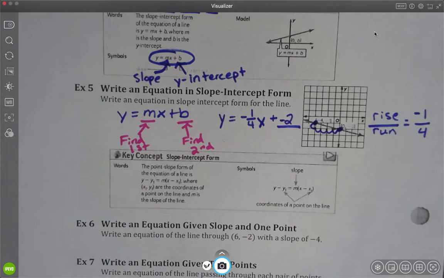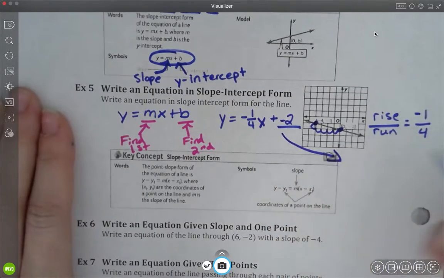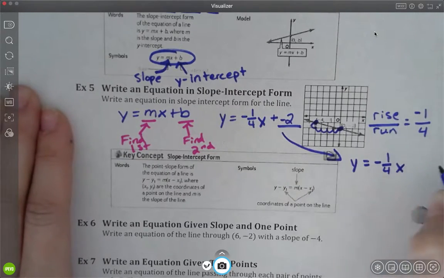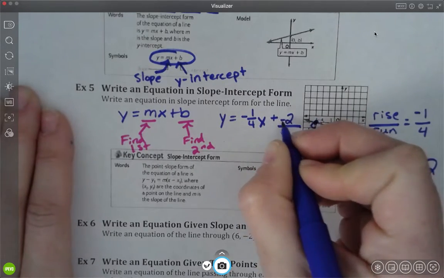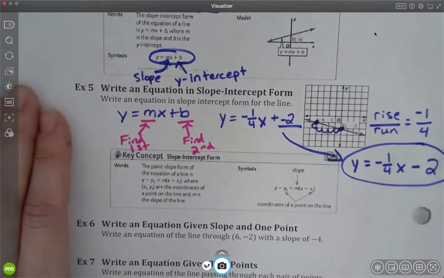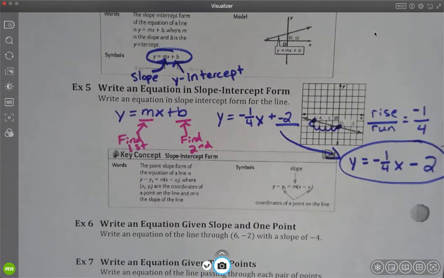I'm done, except plus -2 kind of looks weird. So a lot of times I'll just get rid of one, and a positive and a negative together make a negative. So plus -2 stays as a -2, and then there's how I write my answer. Good? So find your slope of the 2 points, find your y-intercept, plop them into the equation, and you're good to go.